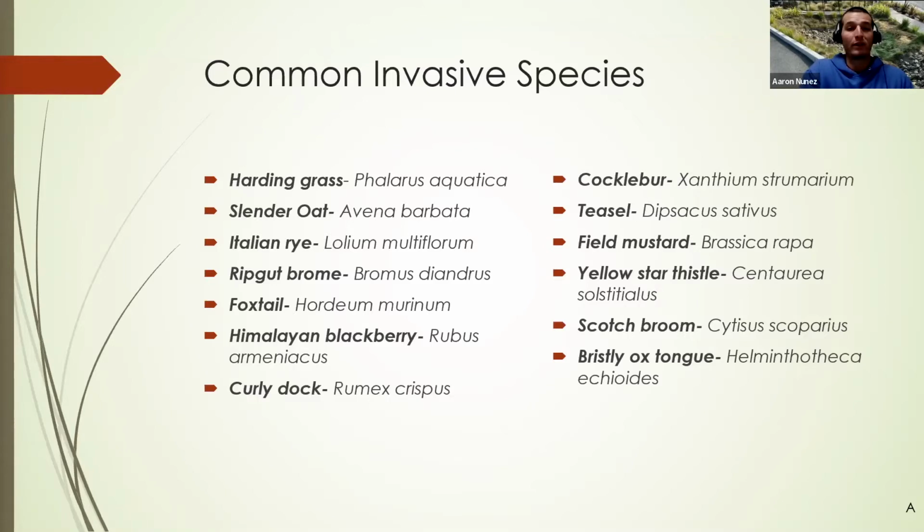And then you'll have more broadleaf weeds that we'll see throughout LID features if maintenance isn't consistently being done. Those are things like blackberry. We're all familiar with that. Dock, cocklebur, teasel, field mustard, star thistle, scotch broom, and ox tongue. And we'll just go through and show some pictures of these for everyone to become familiar with them. We've all seen them. We all walk by them every day. So just to show them for you all.